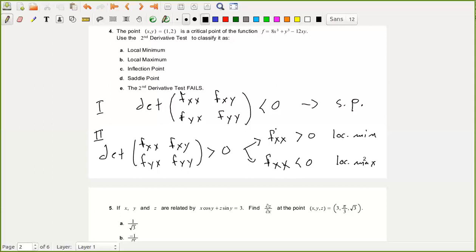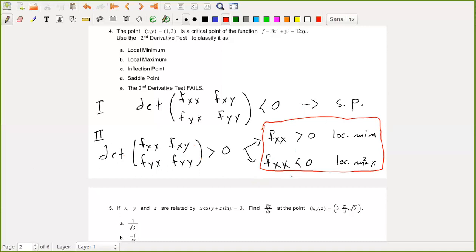Okay, so this part right here is exactly the test from Calc 1. Remember, this is the second derivative greater than 0 or the second derivative less than 0. The only reason we need to do this determinant check is because if the determinant is less than 0, then we have a saddle point. If the determinant is greater than 0, then we have either a local min or a local max. And we talked about this in class. It has to do with convexity.